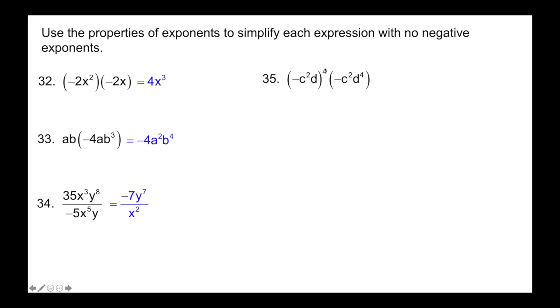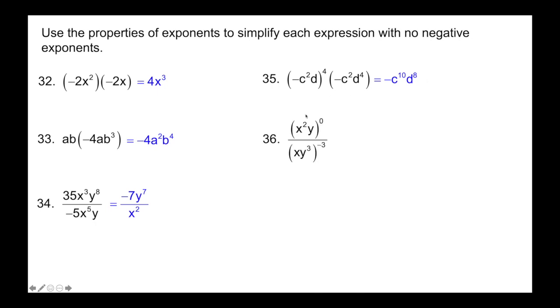From here, c squared to the fourth is going to become c to the eighth. Then d to the fourth will just be d to the fourth. So far I'm working with c to the eighth, d to the fourth. As I multiply that, I've got a positive times a negative, which means I'm going to get a negative here. Then from there, c to the eighth and c squared is going to give me c to the 10th. And then d to the fourth and d to the fourth is going to give me d to the eighth. So this should end up being my final answer for 35.